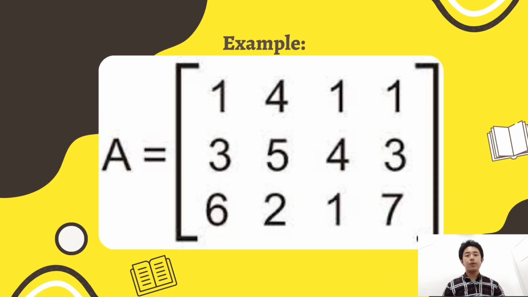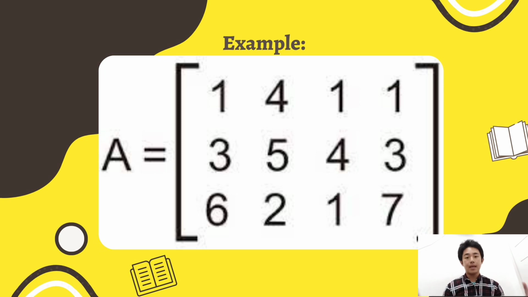Alright, and now we're going to the example of the matrix concept. So if we look here, there's already a matrix that has inside the big brackets 12 numbers: 1, 4, 1, 1, 3, 5, 4, 3, 6, 2, 1, 7. I'm going to explain what my friends explained earlier. There are rows, which are horizontal structures, and then there are columns. Columns are the vertical ones.